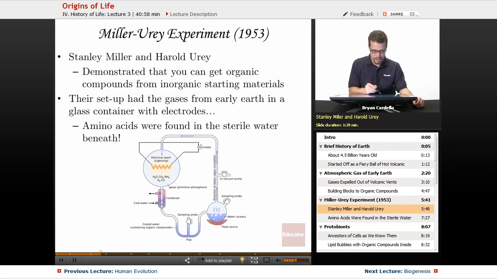You've got a condenser here, cool water wrapped around this particular tube. That can encourage these gases to end up coming down into the liquid. And the interesting thing is, after they zapped these gases repeatedly, in what was sterile water in here, just water with no organic compounds in it, they found amino acids, among other organic compounds.